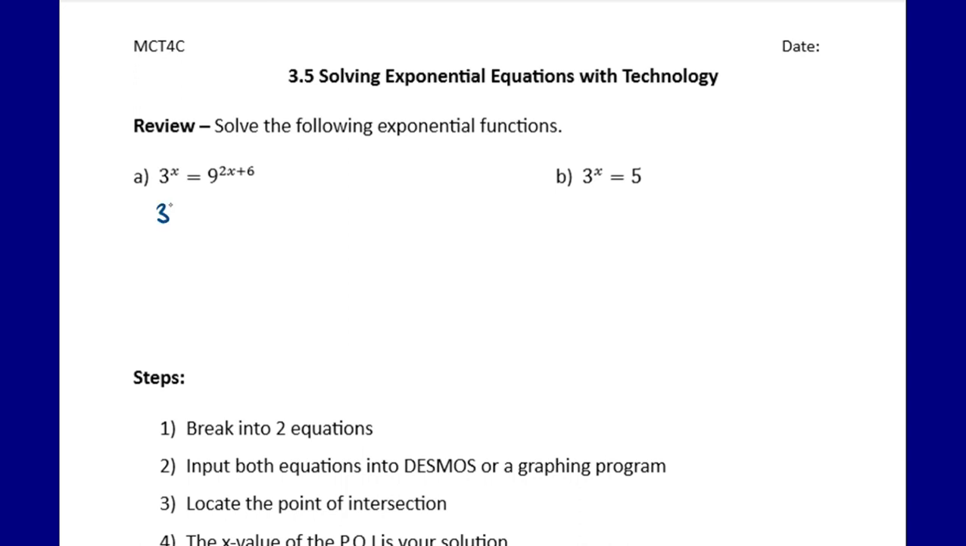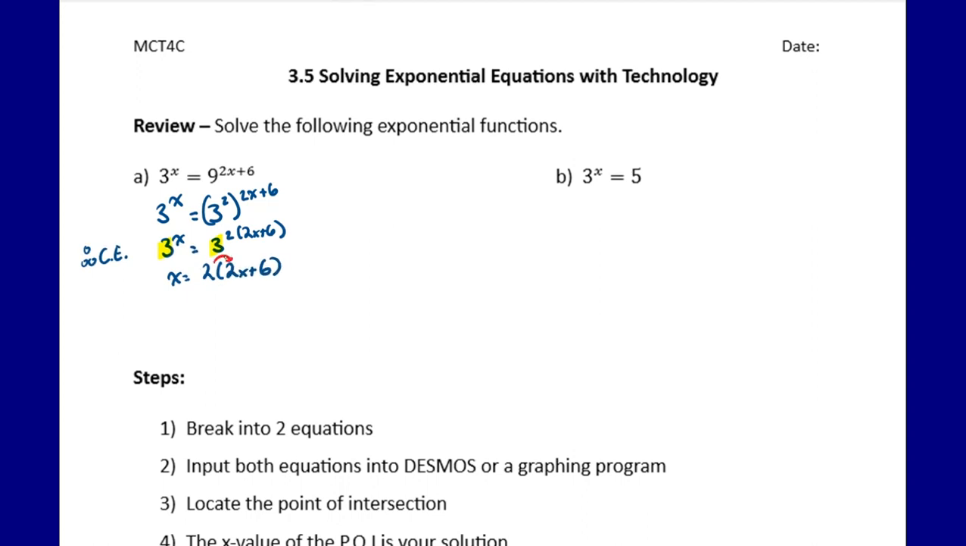We should recognize that 9 can be written as a power with base 3, which is 3 squared. So 3 squared to the power of 2x plus 6. Simplify: 3^x equals 3 to the power of 2 times (2x plus 6). And now that I have common bases, as we learned in the previous lesson, we can compare exponents. So x is going to equal 2 times (2x plus 6).